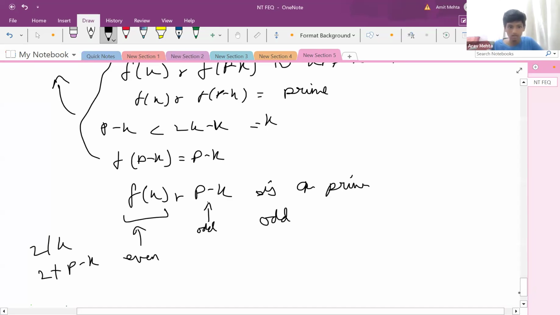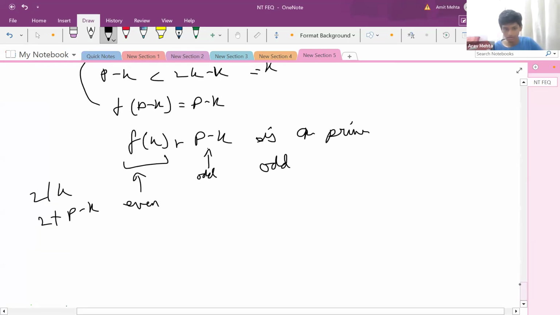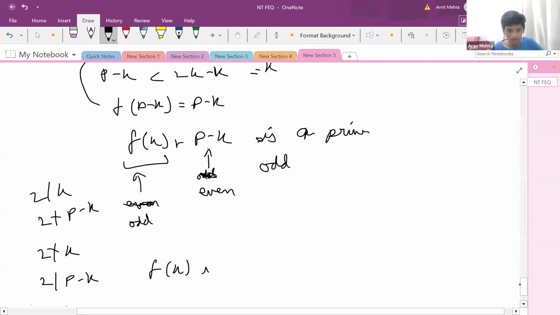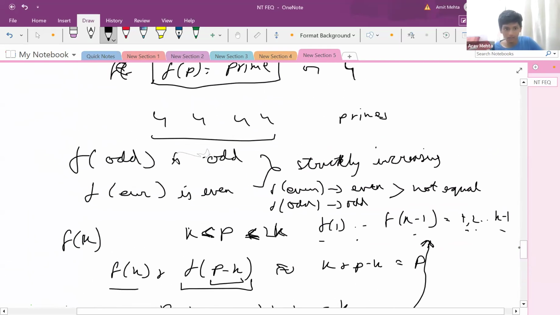Does this make sense? And if 2 does not divide k, then 2 divides p minus k since p is odd. And we have that this is even, and since the sum is odd, this must be odd. So f of k is odd. And we have proved that f of odd is odd and f of even is even. Is there any part of the proof that I should explain again?